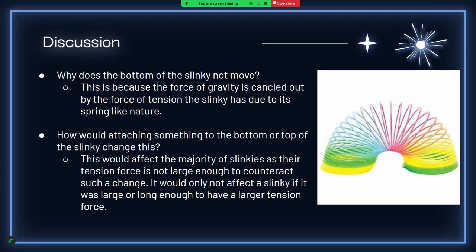So in order to overpower a weight on the bottom, you would need something that has a large enough tension force to counteract this, which could be done by having a larger slinky in general or one that is longer. So you could have one whose diameter is longer, or one that has a bunch more pieces to make it longer. And that's the only way to cancel out that tension force.